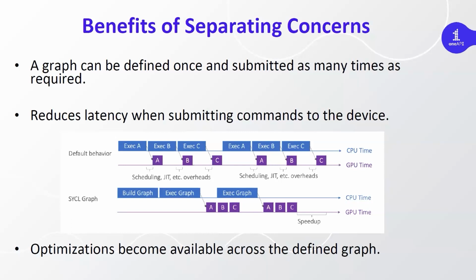As well as this, optimizations also become available on that graph of commands you've defined. Things like kernel fusion between the nodes, and also more optimal memory allocations, because you can maybe work out when memory can be reused between nodes and possibly stay resident on device.